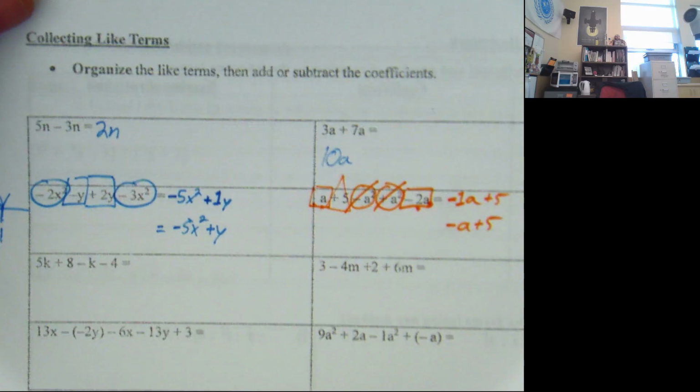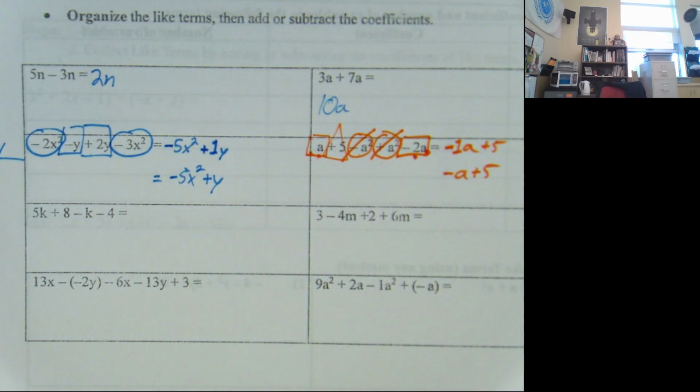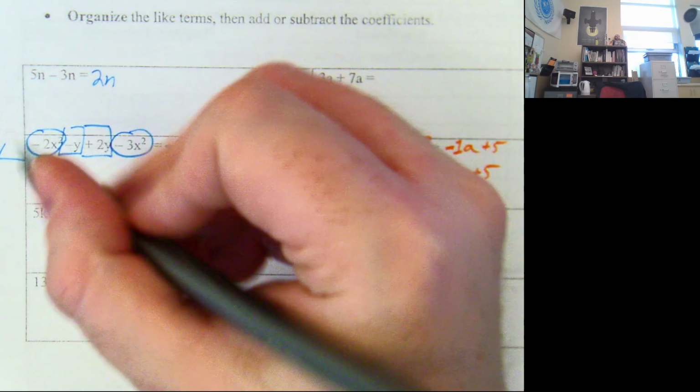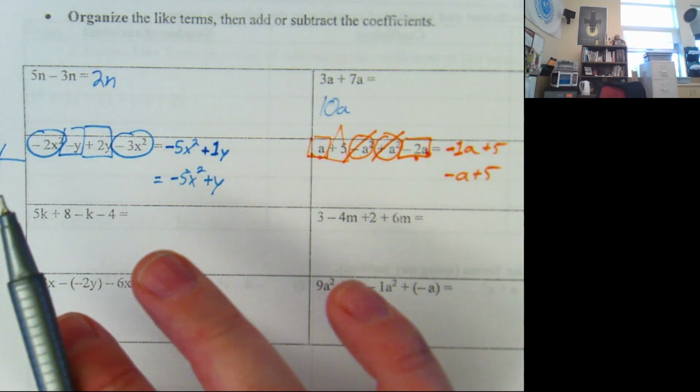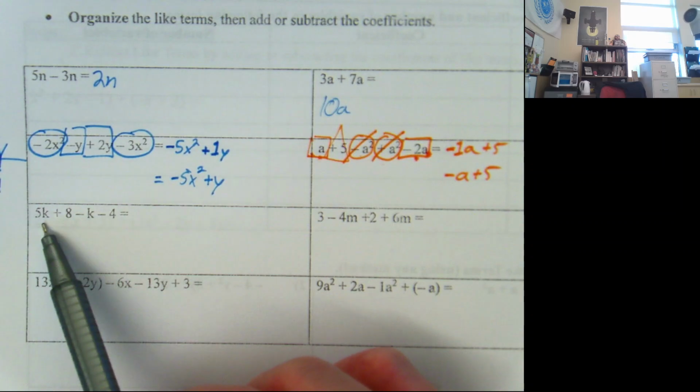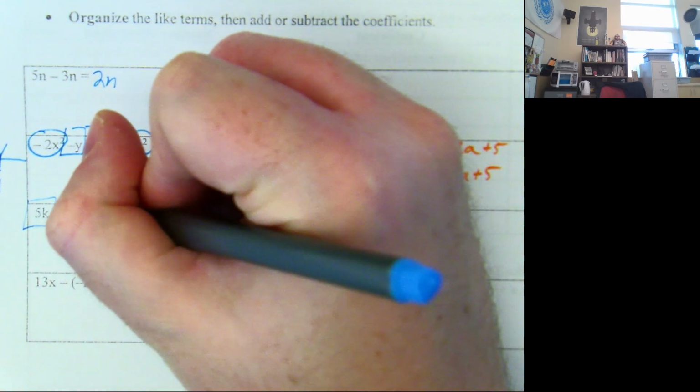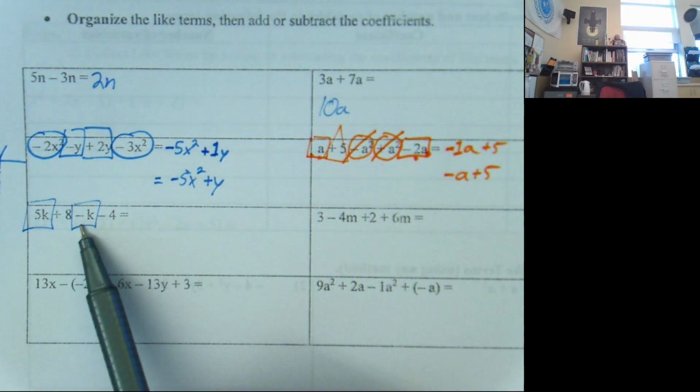So Ethan, you wanted to do the next one, so let's do the next one. If I have 5K and I have plus 8. Careful. Don't do that. That's going to confuse you. You said before I had 5 Ks and a minus K. Those are, in fact, like terms. So let's put boxes around those, including the signs out front.